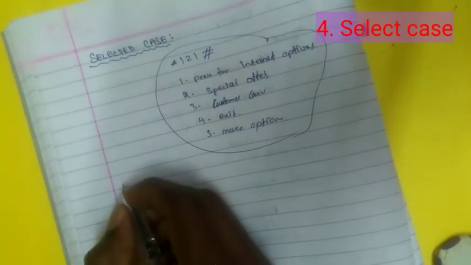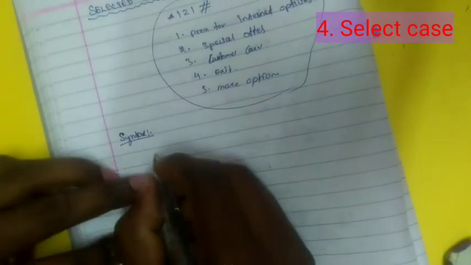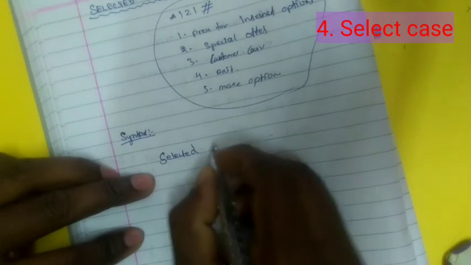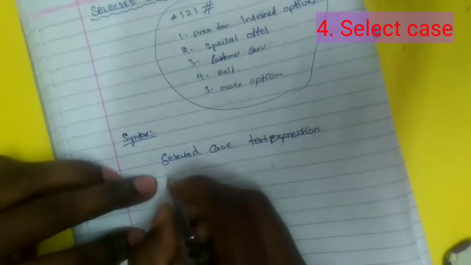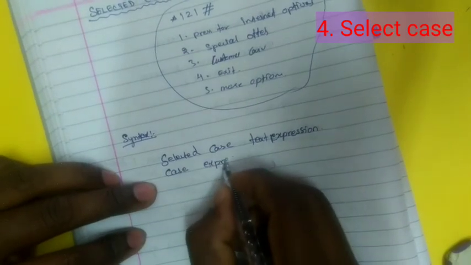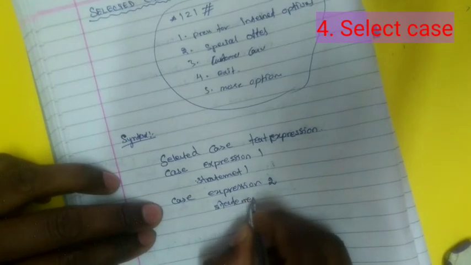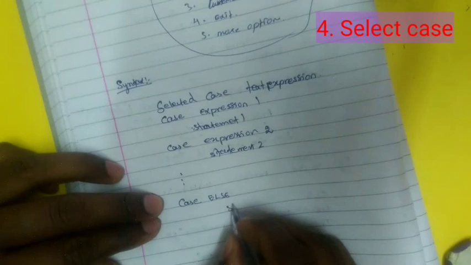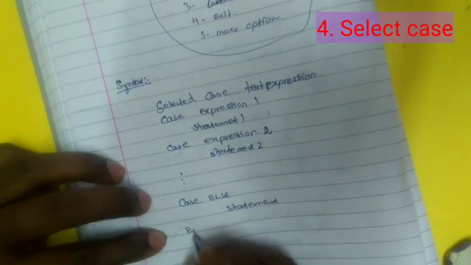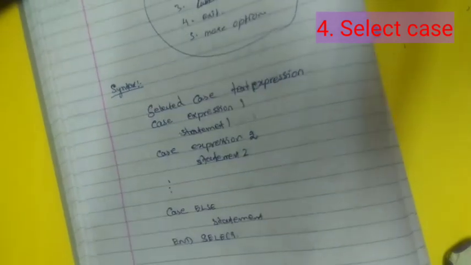Okay, and the syntax of the select statement is: Select Case, test expression; here Case expression 1, statement 1; Case expression 2, statement 2, up to 5. And finally Case Else, statement, and the final step End Select. Okay, now we will see one example. This is the syntax for the select case.